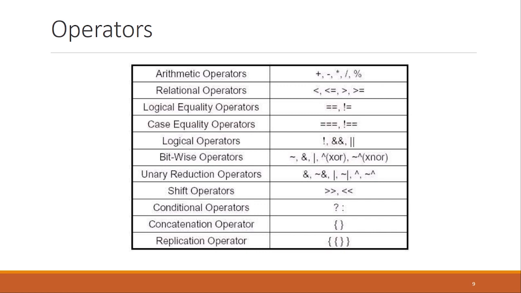And relational operators are smaller than sign, smaller than or equal to sign, greater than sign, greater than or equal to sign. And logical equality operators, equal, that is used to check whether two values are equal, and things like that are there. You can refer to this table if you need. Most of the stuff here is very similar to what you see in C as well.